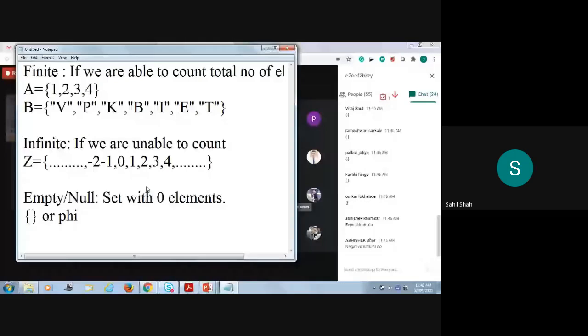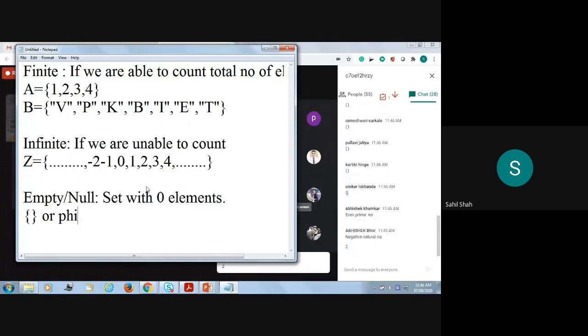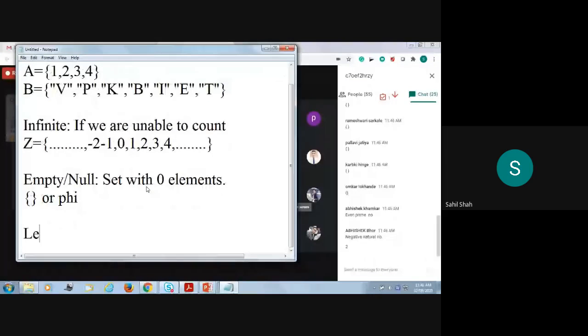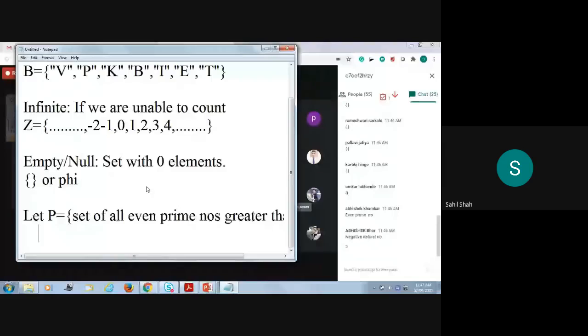You can observe you will not have any even prime number except 2. If I am defining a set, let P be the set of all even prime numbers greater than 2. What are the elements of P? Do I have any even number other than 2 which is prime? No. So I will have P as empty. So this is an example of an empty or null set. Abhishek is saying negative natural numbers.